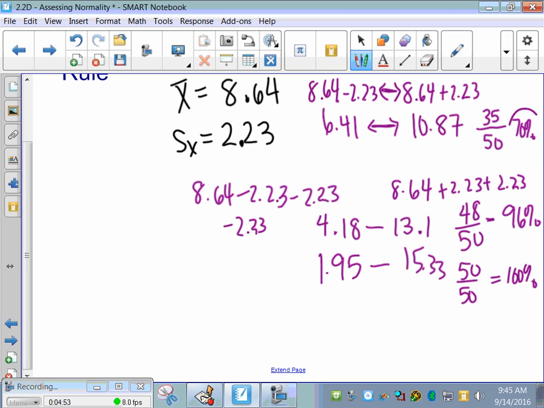So this is one way to assess normality, is to see if it matches pretty close with the 68, 95, 99.7 rule. Okay?